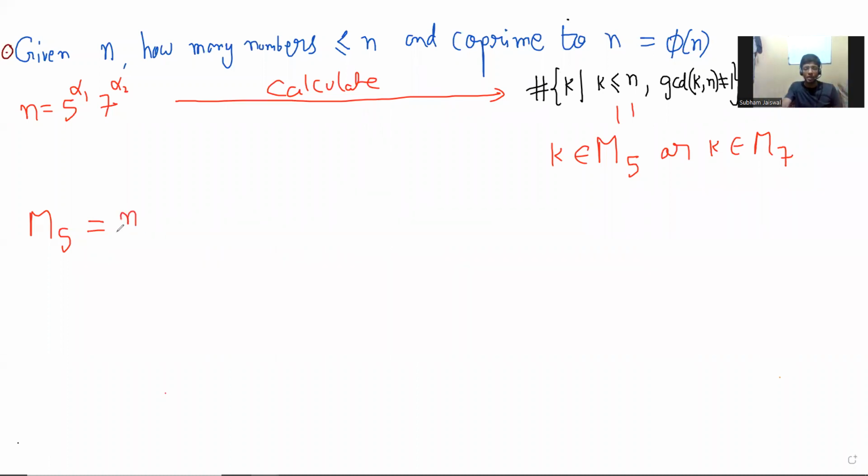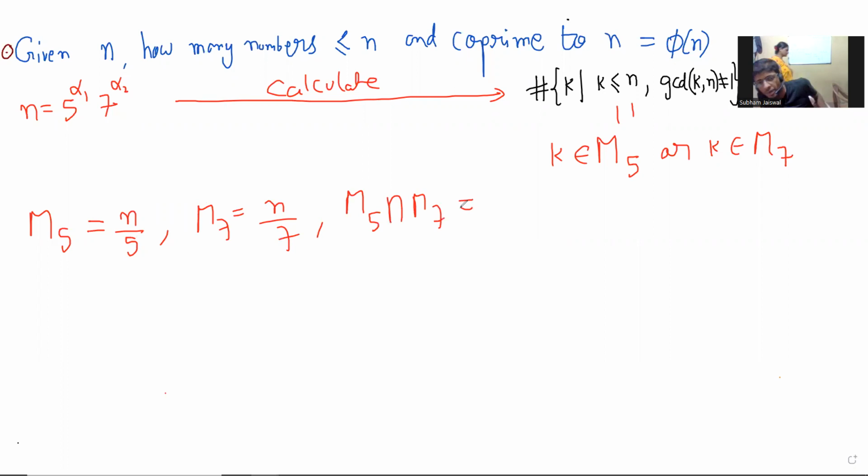So you get n by 5, and then M7 is again n by 7, and then what is the intersection? I mean, how many numbers are both multiples of 5 and 7? Well, they're just multiples of 35. And then again, it's just n by 35. You see, this is the same thing. There's nothing different, okay?